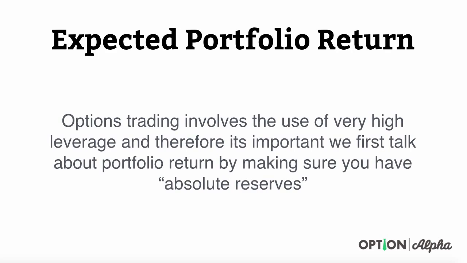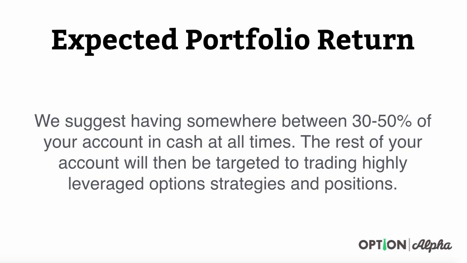So of course we know options trading involves the use of very highly leveraged products, and therefore it's important that we first talk about portfolio return by making sure you first have absolute reserves, or what I call absolute reserves. We suggest here at Option Alpha having somewhere between 30 and 50% of your account in cash at all times. And again, that's just our suggestion. Sometimes if you're trading with less money and you have a smaller account size, you obviously don't have the luxury of having 50% of your account size in cash.